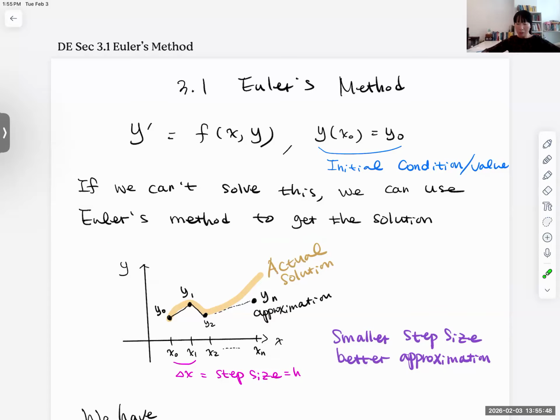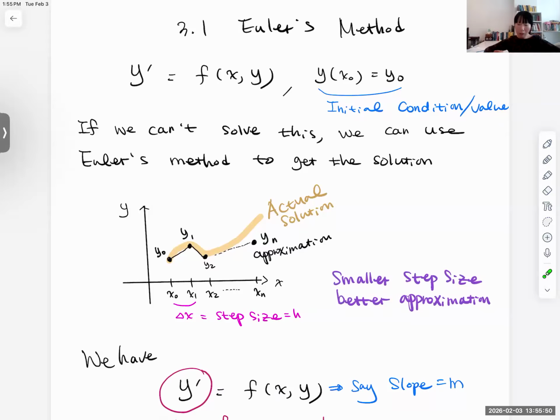Okay, so look, if we have the actual solution by the graph, then for Euler's method we have x and y. Then x sub 0, x sub 1, x sub 2, x sub 3, x sub 4, and so on until x sub n. Just a subscript.